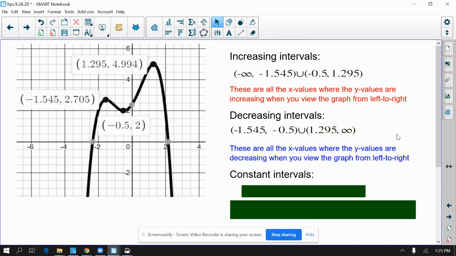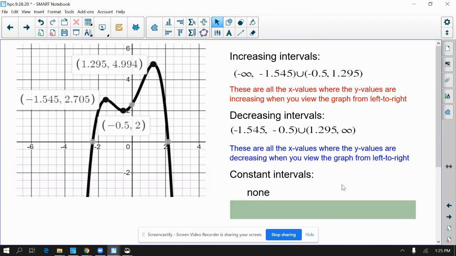Constant. Where are the constant intervals? There are no constant intervals. Nothing on this function is constant. There may be points like this top of the hill right here. This top of the hill, you can argue that you're neither increasing nor are you decreasing, but it's not really an interval. That's just one single solitary point. So this function has no constant intervals.